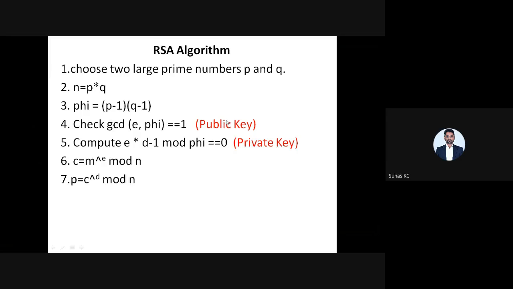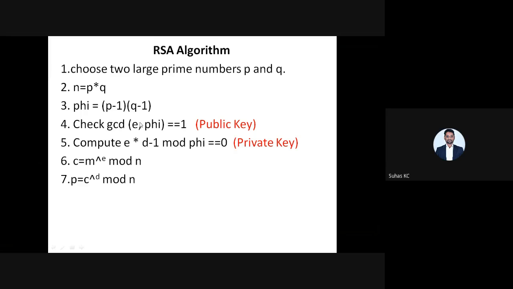These are the general steps to calculate your public key and private key. The public key is needed for encryption and the private key is used for decryption. To calculate the public key, you use this formula: GCD, greatest common divisor, of (E, phi) equals 1. Phi you get from the prime numbers you have chosen, and for E you keep trying numbers; whichever satisfies the value equal to 1 will be your public key. I'll show you with an example.